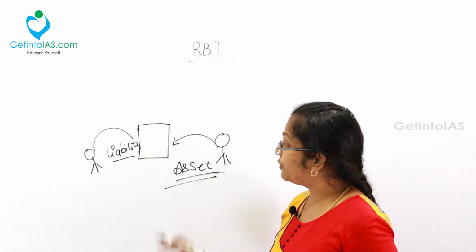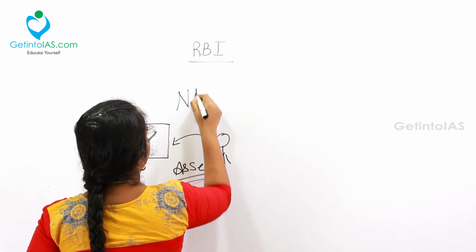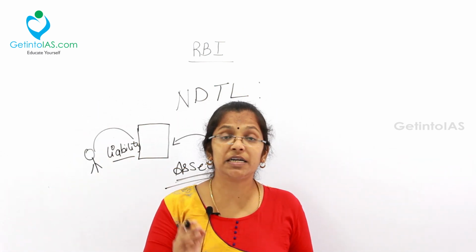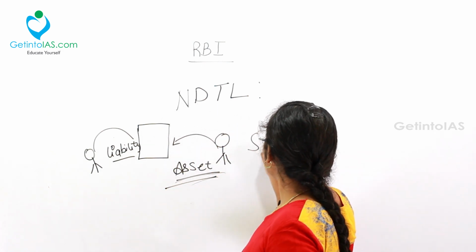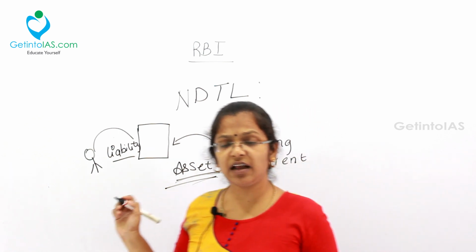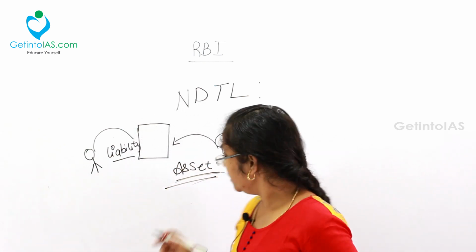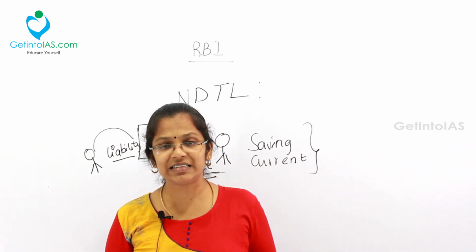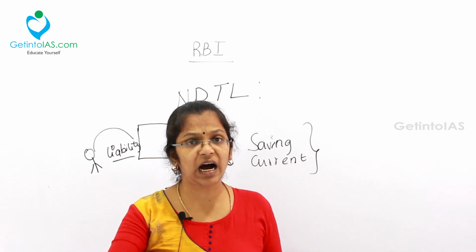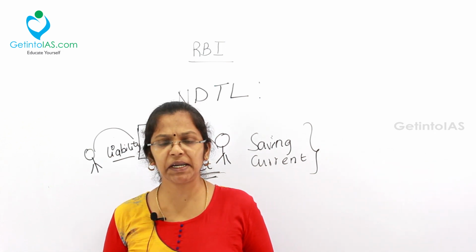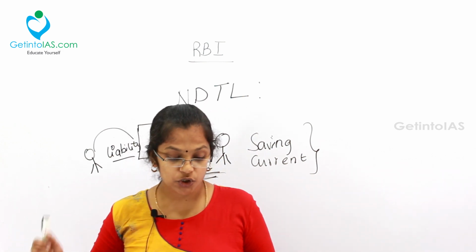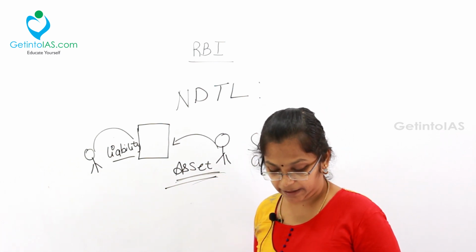Now, what kind of demand liability? I told you it is net demand and time liability. What are the two kinds of demand liability? It is the savings account and the current account. Why is it demand? In both the savings account and the current account, whenever you swipe the card at the ATM machine, the bank has to give the money back. Whenever you demand, the bank has to give the money back to you. So this comes under demand liability.